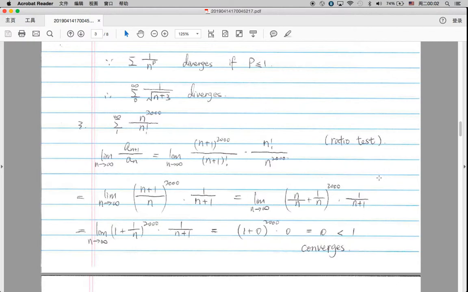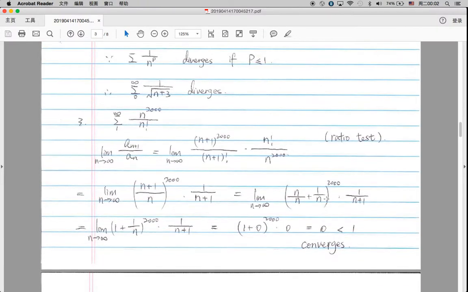The ratio test states that if the limit of this expression is less than 1, then our target series converges. Otherwise, it will diverge. So the technique here is to apply the ratio test: calculate the limit and then check if it is less than 1. If it is less than 1, then the series is converging.